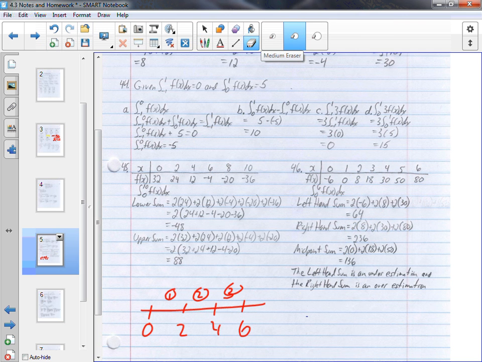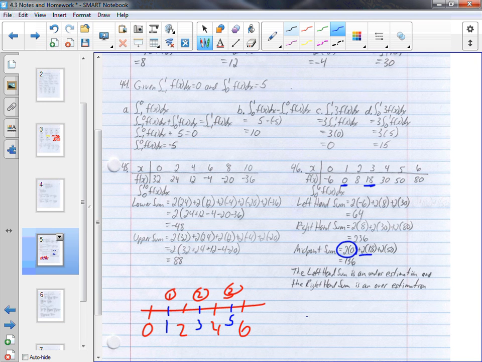And then midpoint. Well, the midpoint of that first interval is a 1, isn't it? The f of x that goes with that is 0. So there's your first signed area of the first rectangle. All right, for the second interval, the midpoint's 3. There's the f of x that goes with it. For the third interval, your midpoint is 5. There's the f of x that goes with it.